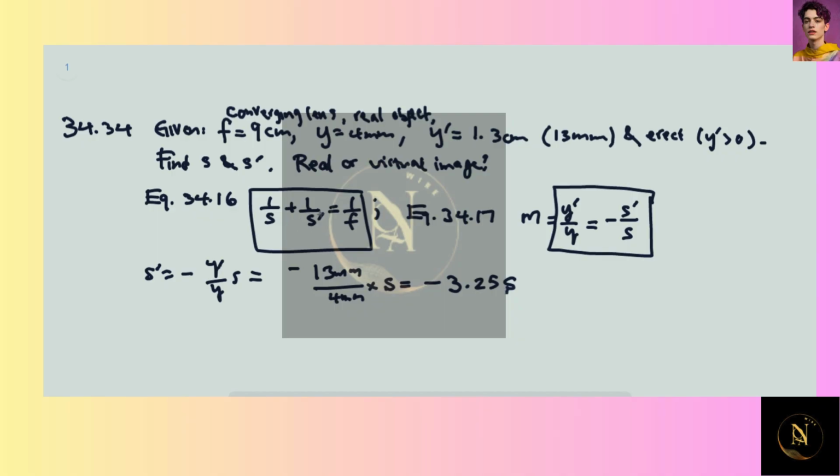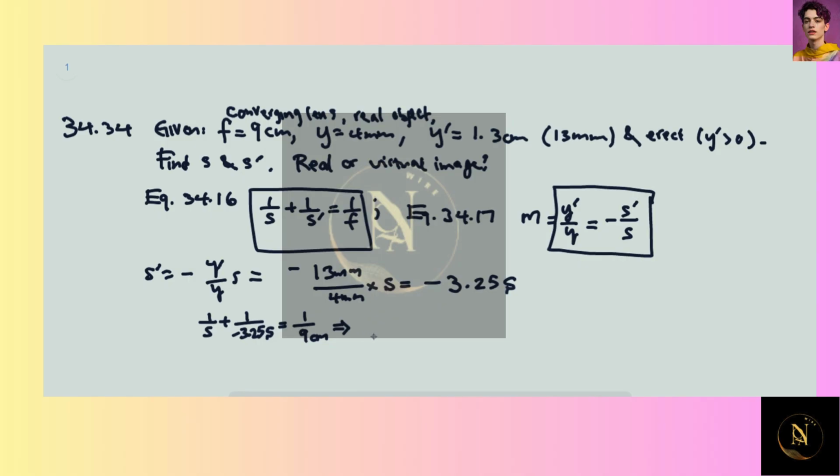Now I can substitute for S prime in terms of S in equation 16, so I have 1 over S plus 1 over minus 3.25 S is equal to 1 over f, which is 9 centimeters. And now I can easily solve for S, right? I can just put this side over a common denominator and then just isolate S by itself.